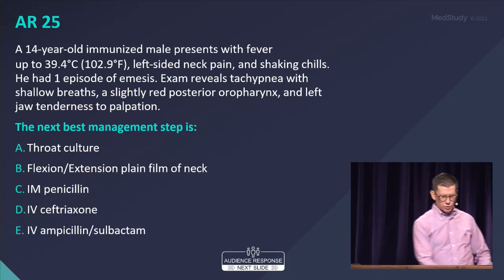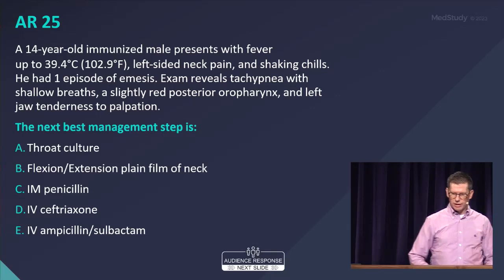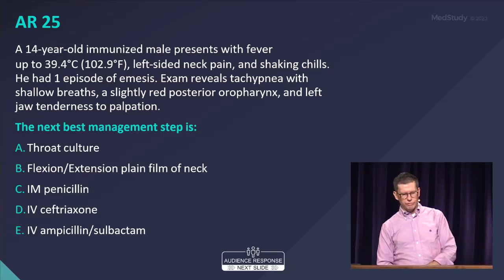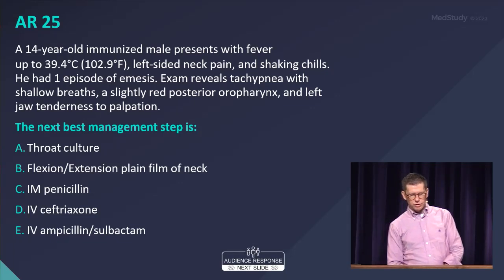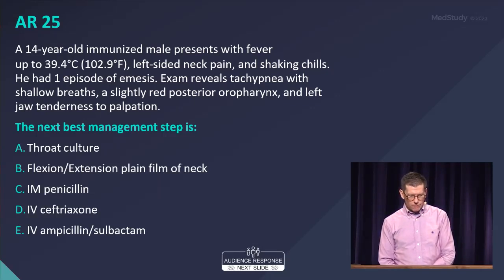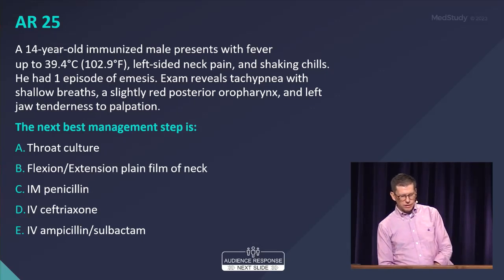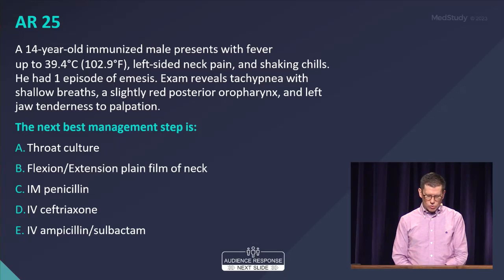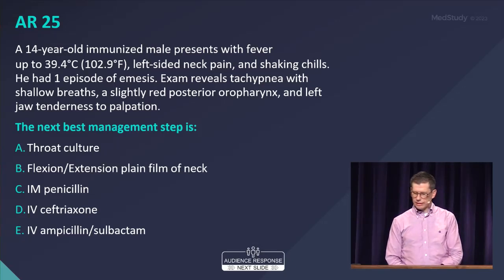All right, let's do another. A 14-year-old who's immunized presents with fever to 102.9, left-sided neck pain, and shaking chills. One episode of emesis. Exam shows tachypnea with shallow breaths, a slightly red posterior oropharynx, and left jaw tenderness to palpation. The next best management step is A, a throat culture, B, flexion extension plain film of the neck, C, IM penicillin, D, IV ceftriaxone, or E, IV ampicillin-sulbactam.